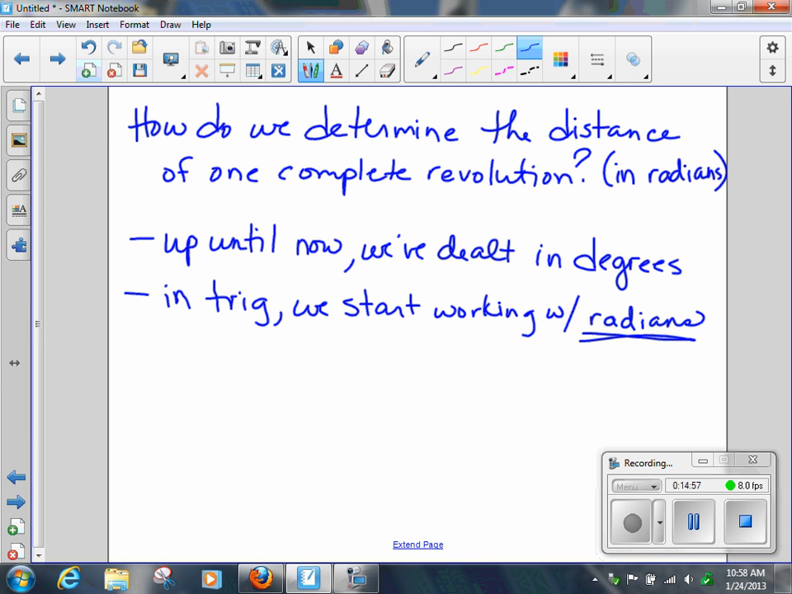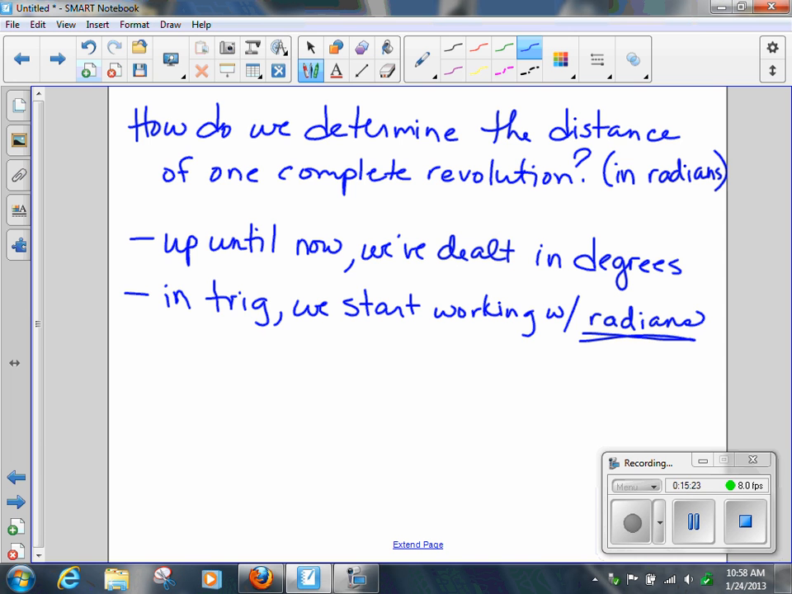Now, degrees and radians are nothing more than different ways to express the same angle, just like, and I've used this example before, 4 quarters and a dollar bill. They look different, but still have the same value, right? That's the same thing with degrees and radians. It's just a different way of thinking. And we're going to use radians a whole bunch.